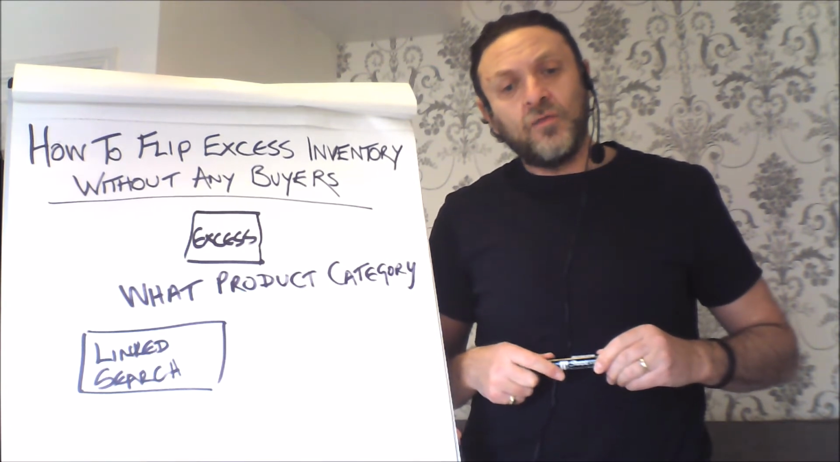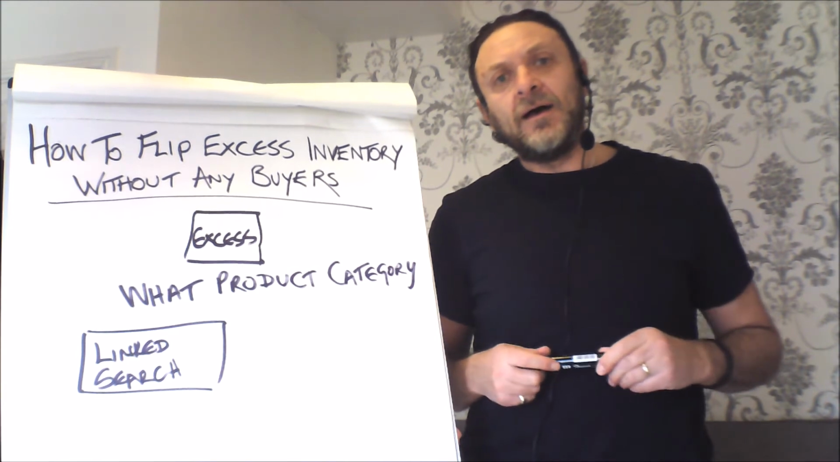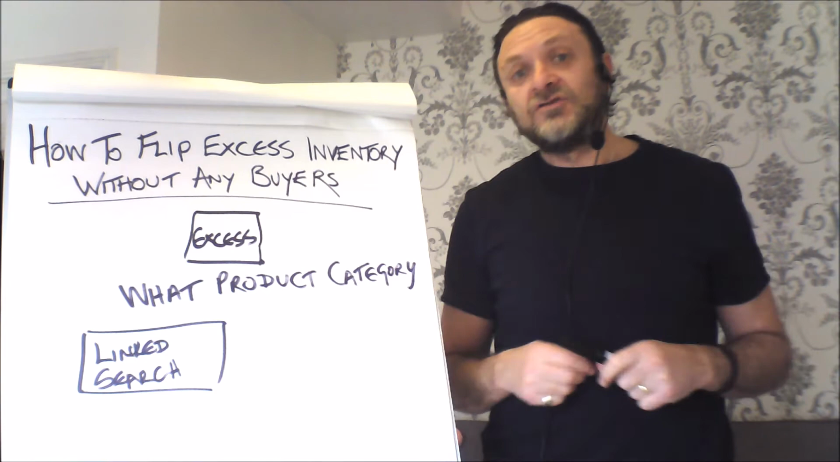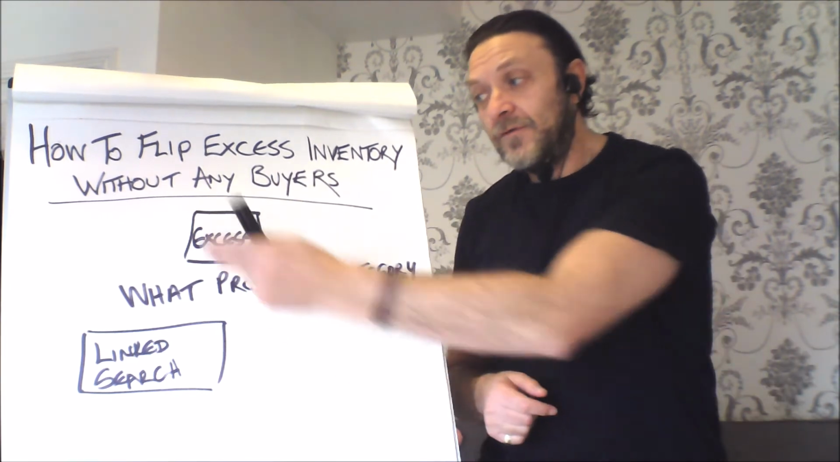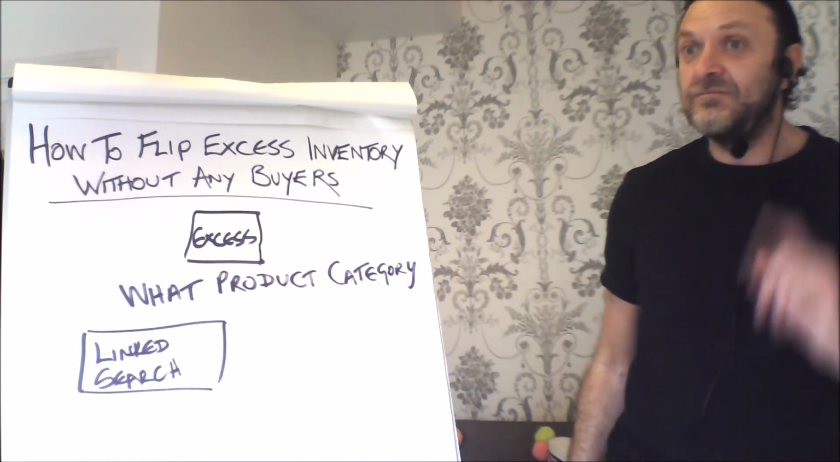Okay, so what you are doing is you are pretty much laser targeting some connections who are specific to the product category that this excess inventory falls into. Okay, so that's the first method.